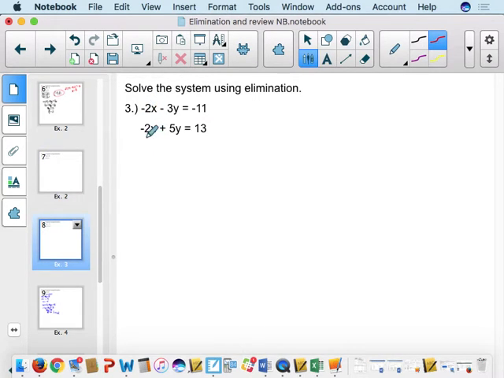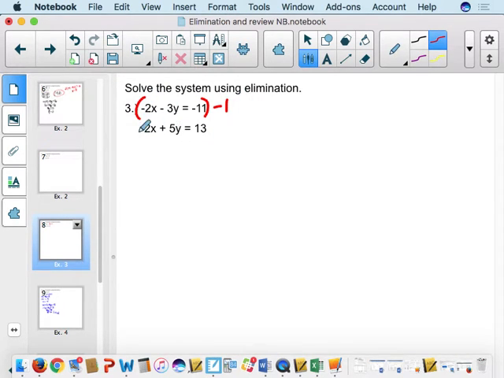We have the coefficients are the same, but they're not opposites of each other. We need one of these to be positive and one of these to be negative. Because this top equation is all negatives, let's get rid of them. We need this to be a positive 2. We're going to multiply the whole entire top equation by a negative 1. By multiplying the whole top equation by negative 1, this will be a positive 2, and it will eliminate with the other equation.